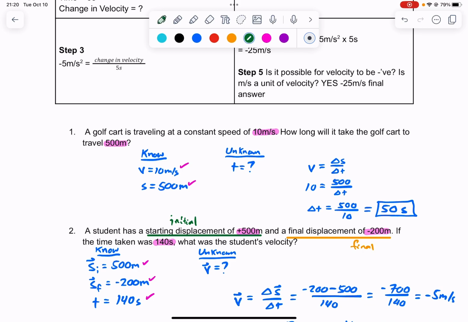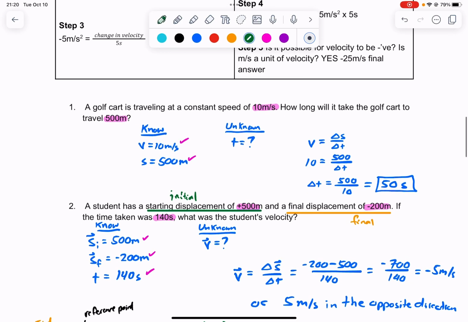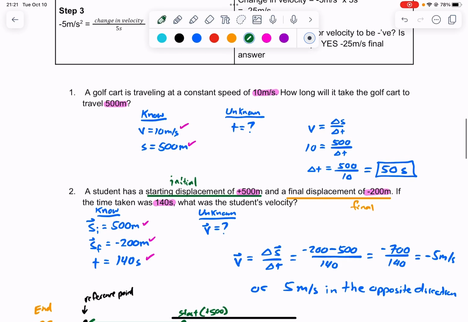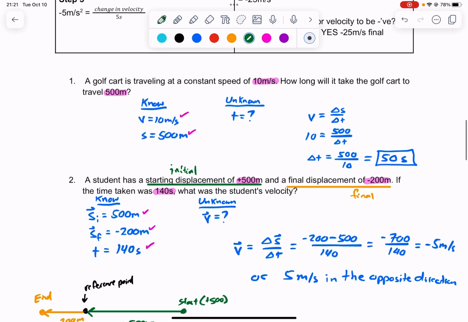This next question here is worded kind of weirdly, but I think when this question was written, they were just hoping that you would pay attention to the words starting and final and just plug it into the formula. So once again, I know the initial displacement, the final displacement, and I know the time. All are in the correct SI unit, so when I solve for velocity, I'll get the correct SI unit also. So I just plug the values in. I get negative 700 over 140, which gives me negative 5 meters per second. Or you could say it's 5 meters per second in the opposite direction.